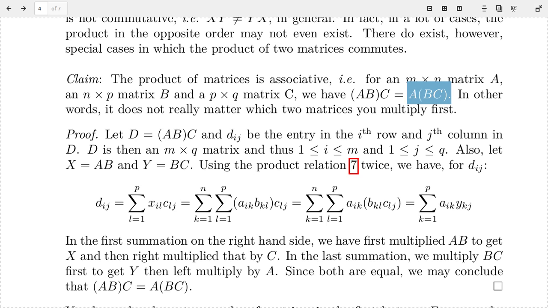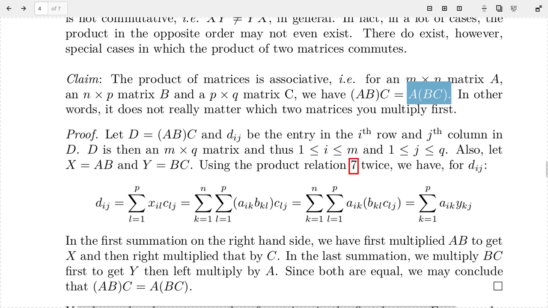Say you have a matrix D, and let's say D equals AB times C. Now let Dij be the entry in the ith row and jth column of D. Then, of course, D is an m by q matrix because AB is an m by p matrix, and C is a p by q matrix. So D has to be an m by q matrix. And of course, i can go from 1 to m, and j can only go from 1 to q.